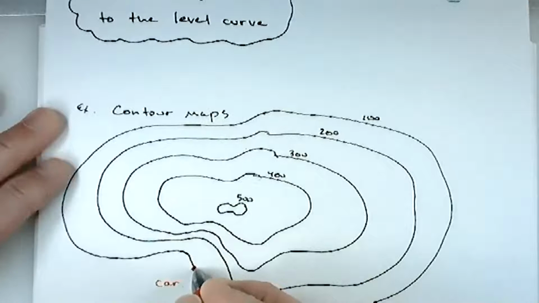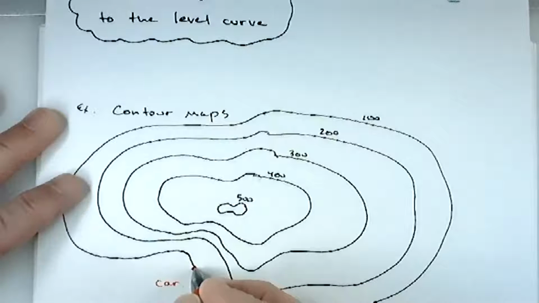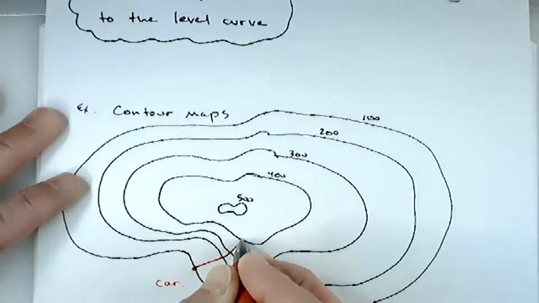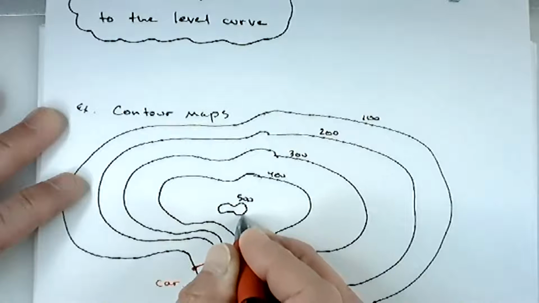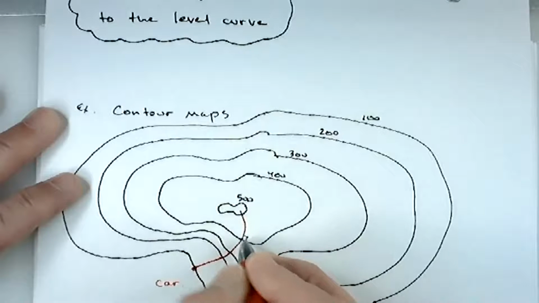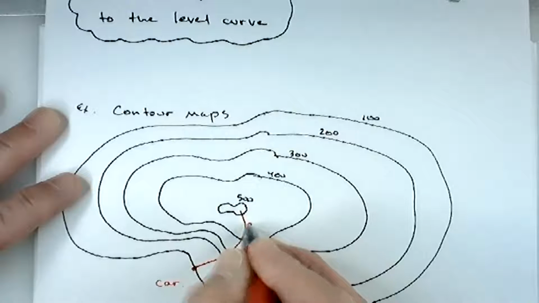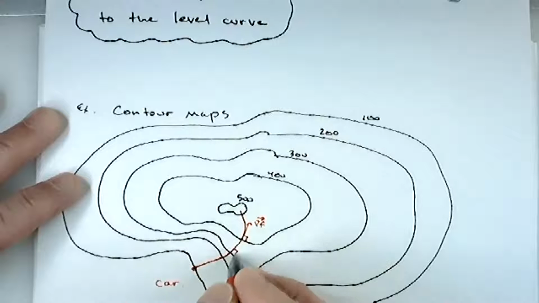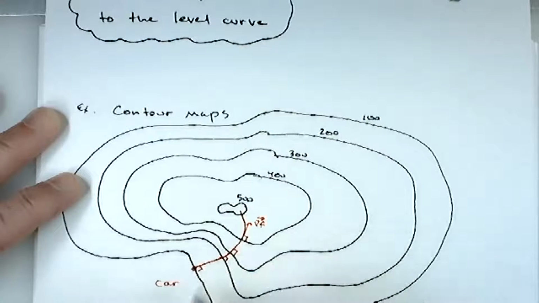If you want to hike in the steepest possible way, what you should do is every time you cross a level curve, you should cross it perpendicularly. Because as we just learned, the gradient, which is the steepest possible direction of incline, is always perpendicular to your level curve. So you would always want to cross it perpendicularly. This would be the steepest route.